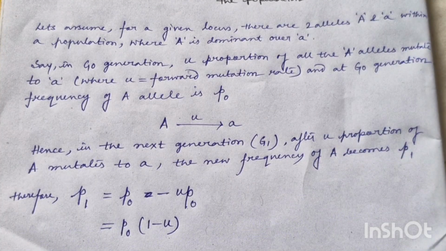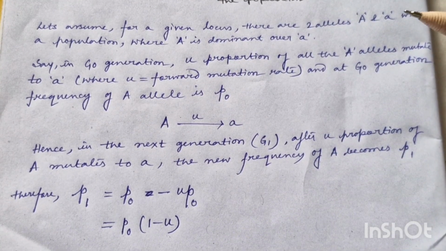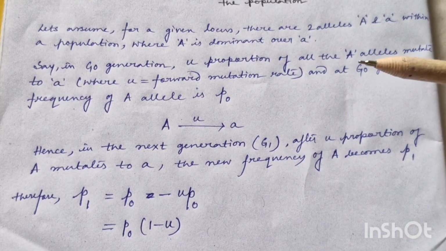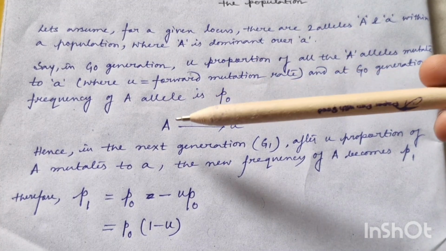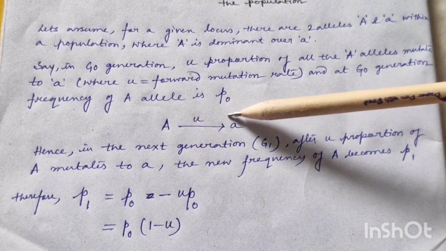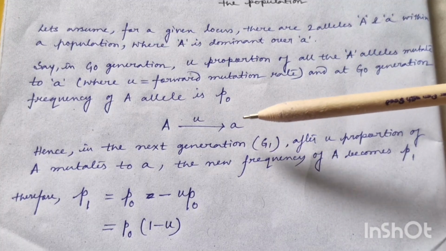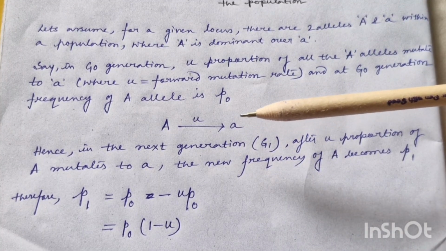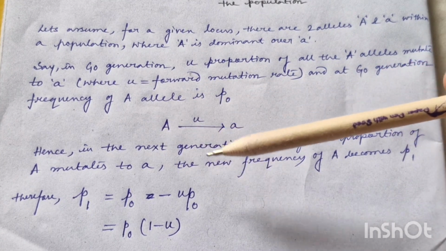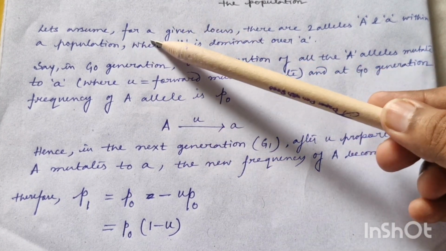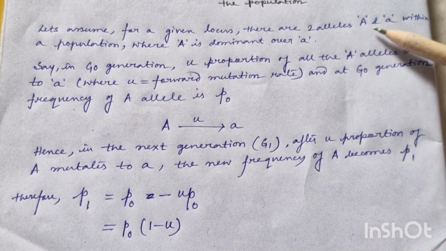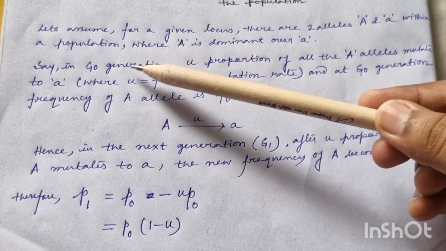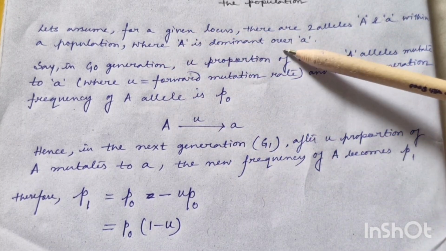Okay. Now, let's see in a population which is already in Hardy Weinberg equilibrium, how the change from dominant allele to recessive allele for a given locus changes the gene frequency of the dominant allele generation after generation. Okay, so let's assume for a given locus there are two alleles, capital A and small a, within a population where capital A is dominant over small a.